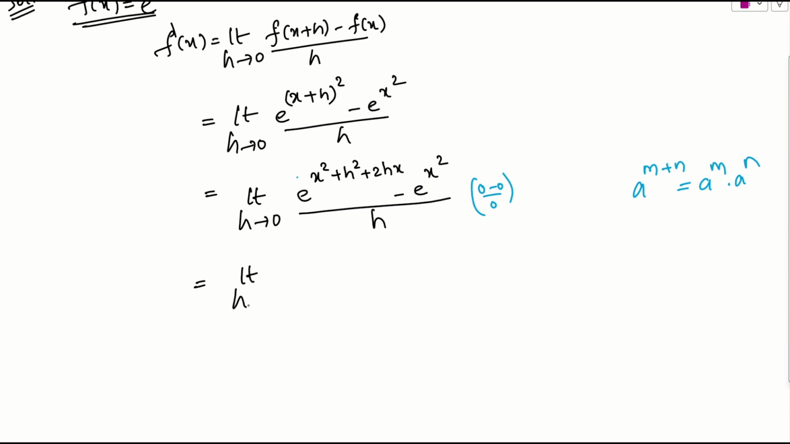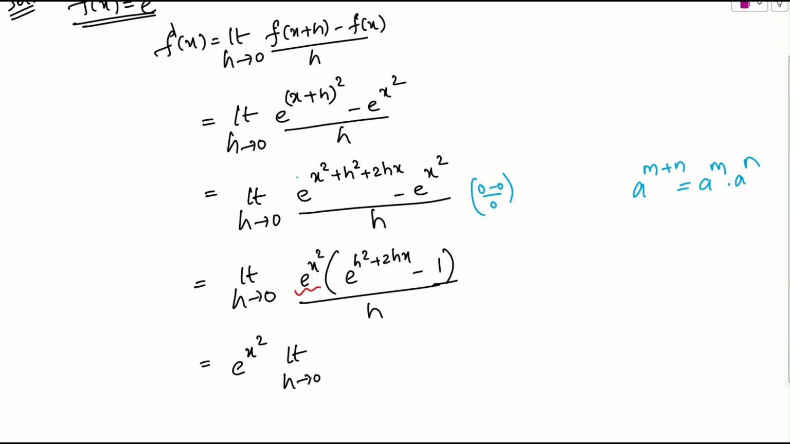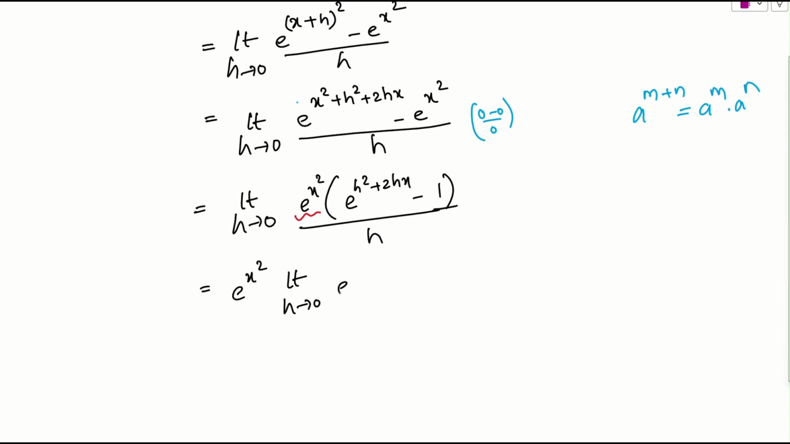I can rewrite this as limit h tends to 0, e power of x square, I will be taking common. I'll be left with what? e power of h square plus 2hx minus 1 by h. Is it okay? Here the limit is over h. So this term, e power of x square, does not contain any h value. So what should I do? I have to take it out from the limit. e power of x square, and this is simply limit h tends to 0, e power of h square plus 2hx minus 1 by h. I think you got my point, right?